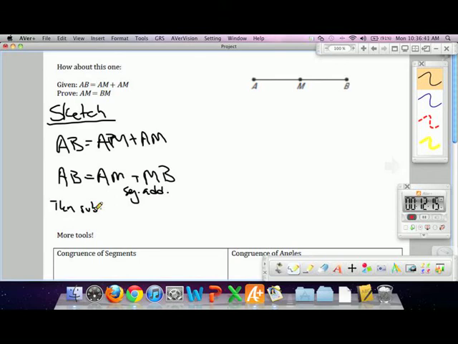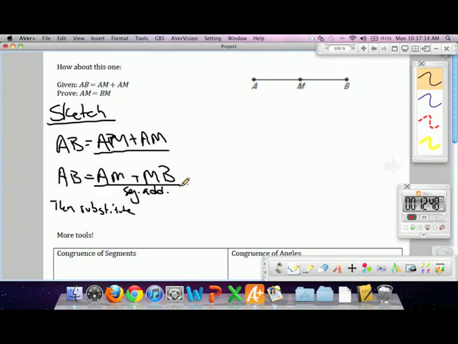We could substitute. If you substitute, then we get what? Since these two are the same, substitution says that these two should be the same. So if you had this equal to this, how are you going to get what we want to show? If you know that this is equal to that, what could you do so that you're only left with AM equals BM?